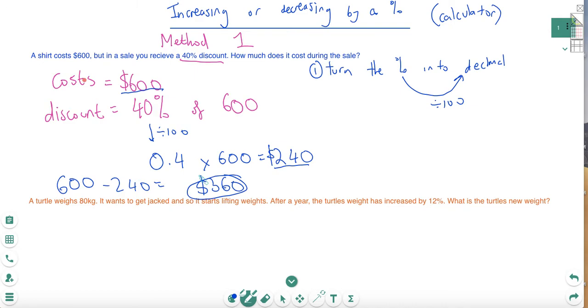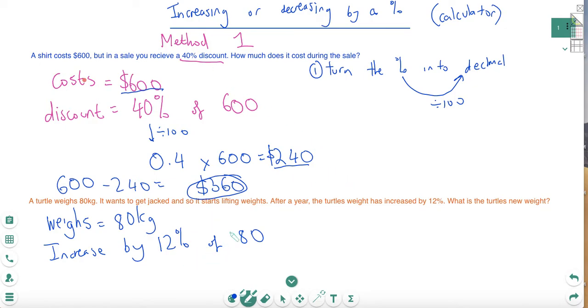Let's look at the next question. We're going to use the exact same method. A turtle weighs 80 kilograms. It wants to get jacked, and so it starts lifting weights. After a year, the turtle's weight has increased by 12%. What is the turtle's new weight? Okay, so the turtle weighs 80 kilograms. And we're going to increase the weight by 12% of 80.